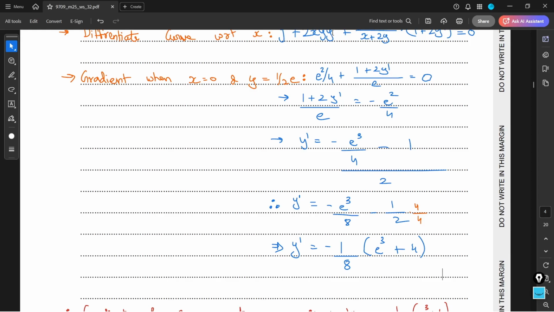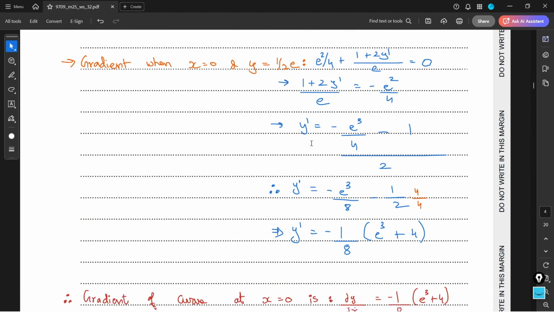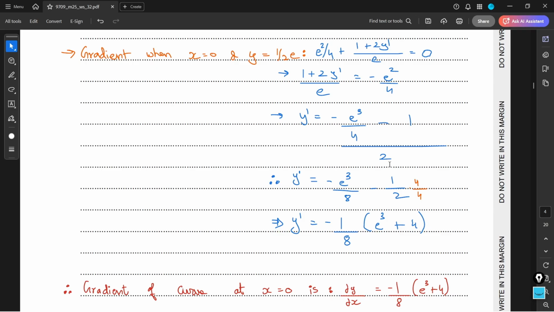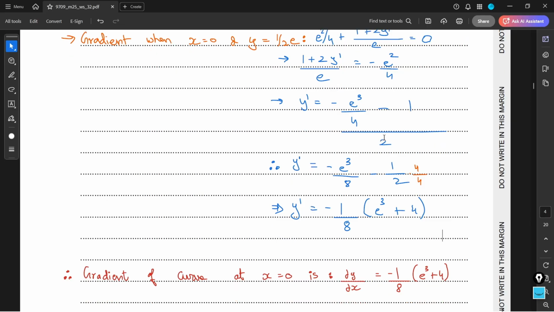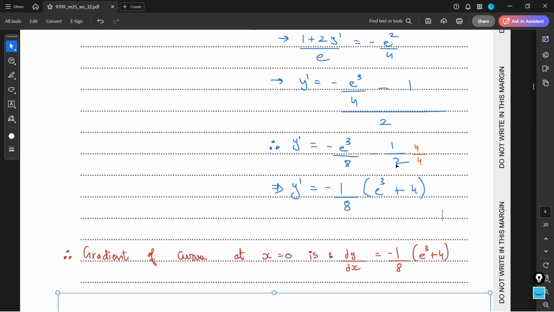Over here, what I have done is I first of all sent e squared by 4 to the right hand side. And then slowly one by one, I'm taking e to the right side, then 1 to the right side, and then 2 to the right side. That is how I get my y dash. After this, I'm simplifying it. I'm having the common denominator of 2 over here. So this 2 gets multiplied with the 4 and also gets distributed over here. And after that, I'm taking the LCM to get 8 as the common denominator. And that is how I'll be getting my final value of the gradient at the given point 0, half e.